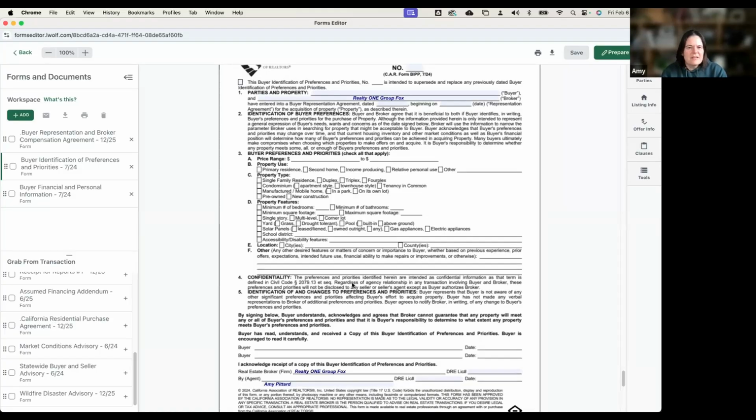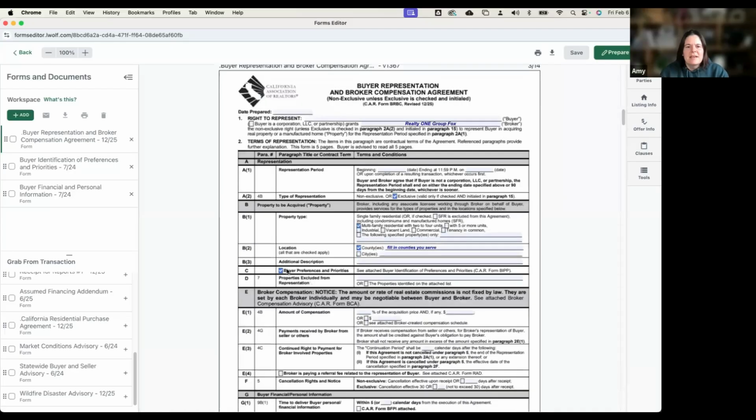Okay, it doesn't lock them in there. It just keeps it in line with what it is that you're searching for them. And this form is referenced in our BRBC form. So if you want to see where that's at, it's in our grid. So I'm back on the BRBC. And in the grid here, it talks about, hey, buyer preferences and priorities. It's not defaulted to be included, but I think it's a great form to make sure that you're having those conversations with your buyer to obtain clarification and clarity on what it is that they're looking for. So I usually check that box and include that form.